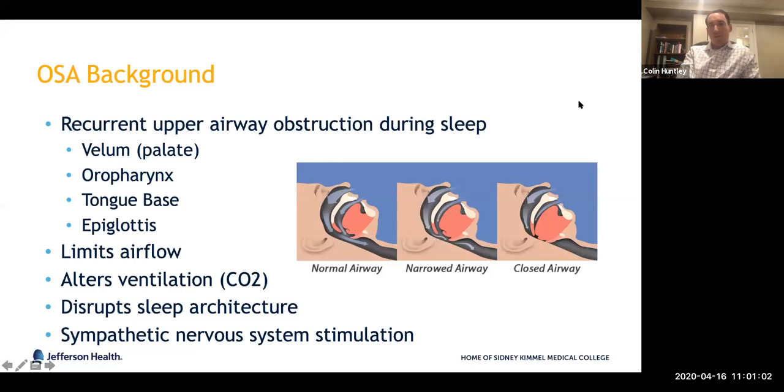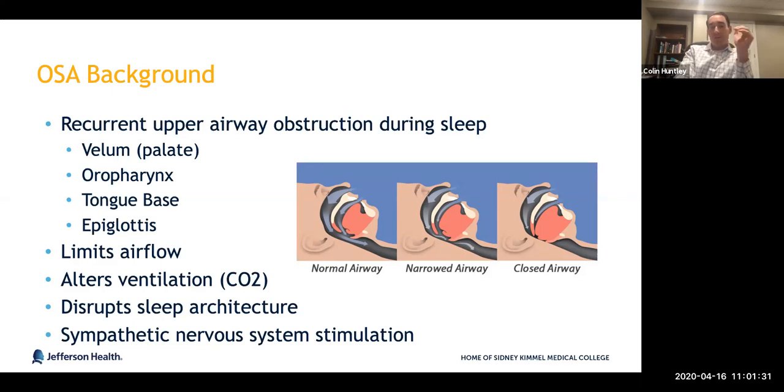And we'll start with just a background of OSA. So as we all know, it's recurrent upper airway obstruction that occurs during sleep. And it can happen at a number of different levels of the upper airway. Typically, it can happen at multiple levels. And one of the ways we categorize this is through this VOTE classification. I won't get into this too much, but this is typically used for drug-induced sleep endoscopy to classify the location and the character of the anatomic obstruction.